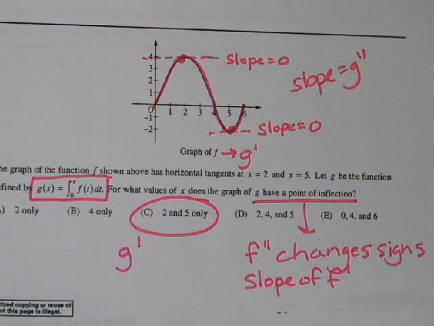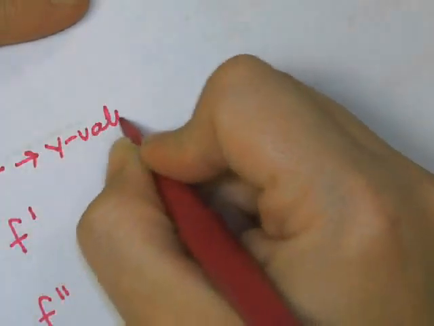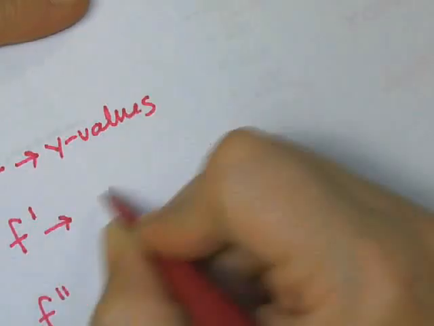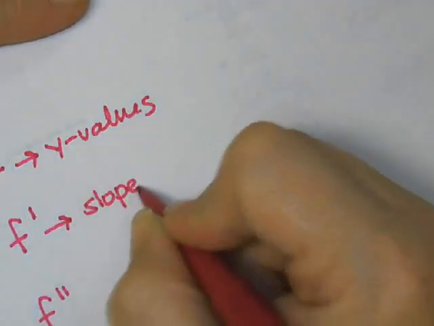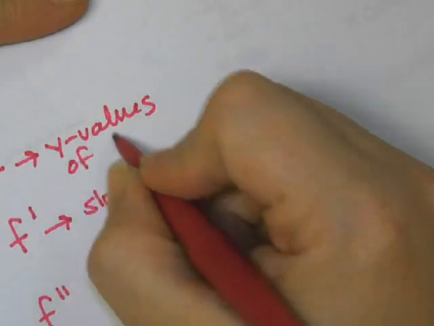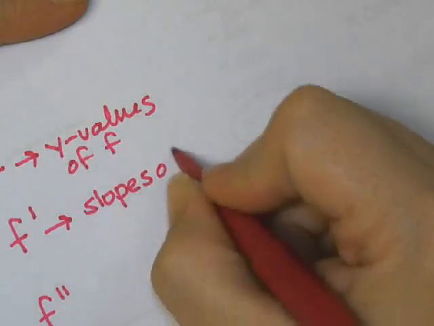when you have the graph of f. When you have the graph of the derivative, all of this gets thrown off by 1. So when I have the graph of the derivative, the y values are the slopes of the derivative graph. And the slopes of the derivative graph are the concavity. So everything goes off by 1.